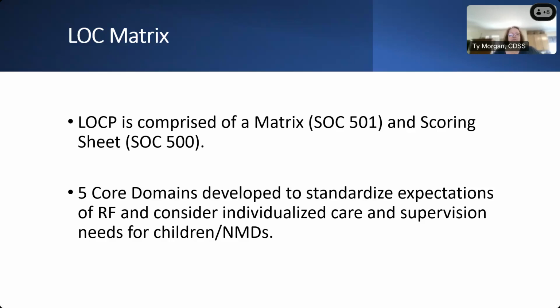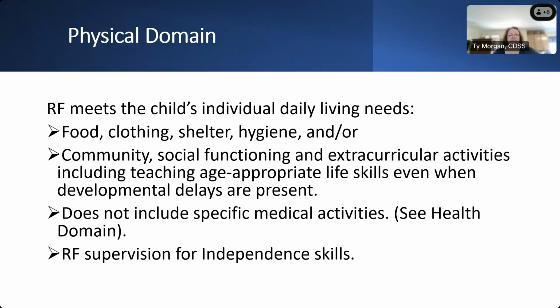And the things that are in the matrix are 5 core domains. Those were developed to standardize expectations of what a resource parent would provide and related to the individualized care and supervision that a child or non-minor dependent needs. So the first domain of that matrix is the physical domain. Basically the RF meets the child's individual daily living needs like food and clothing and shelter and hygiene. But they also need to meet the needs for their community social functioning and extracurricular activities. That includes teaching age-appropriate life skills, even when there are developmental delays. It does not include specific medical activities, which we'll talk about in a minute. And it also includes independence skills.